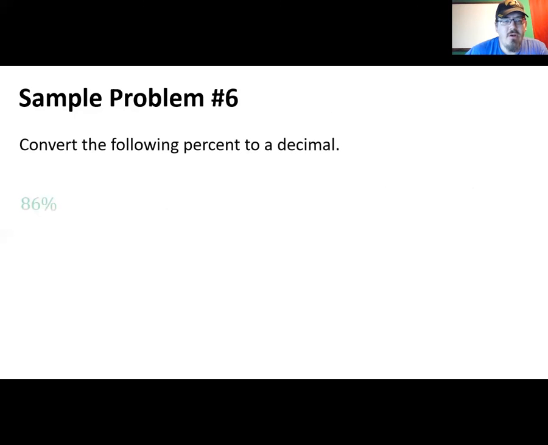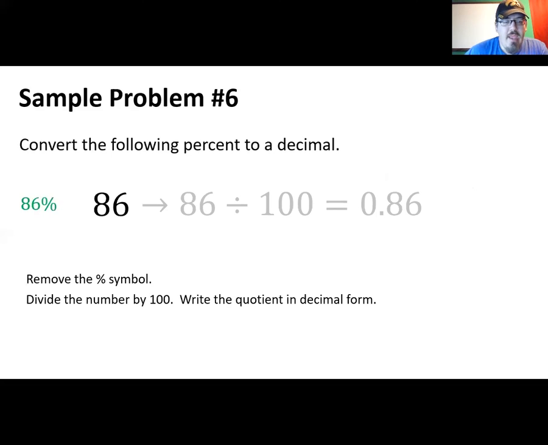All right, here's our final problem. One more conversion. We want to convert from a percent to a decimal. So again, we're going to start by getting rid of that percent symbol. We don't want that. And what we're going to do this time is divide by 100. And we simply write the answer that we get when we divide in decimal form. So 86 divided by 100 is 0.86. Again, we use 100 because we're dealing with percentages.